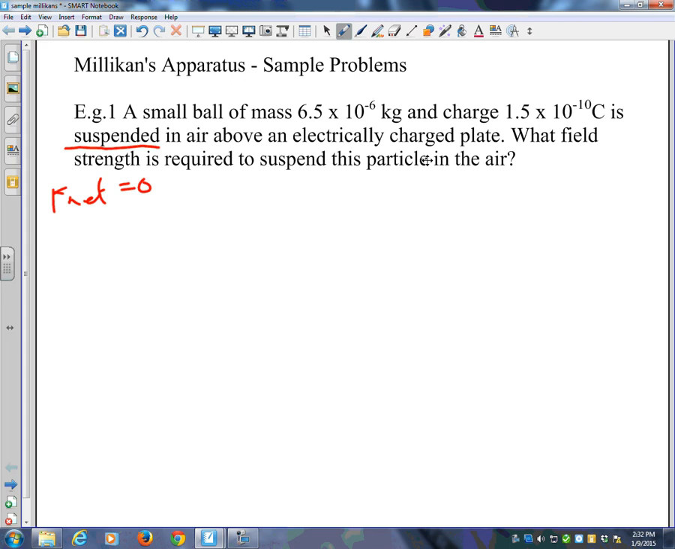Let's write down what we actually know. We know the net force is zero because it's suspended. The mass, 6.5 times 10 to the minus 6. And I'm not going to require you to do this. I do it with my grade 9s. It's a good way to get started. If it helps you to do this, I strongly encourage you to do that. And you may ease out of it, too. Here's the charge. The charge is 1.5 times 10 to the minus 10.